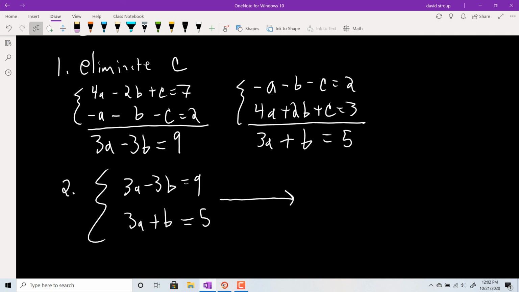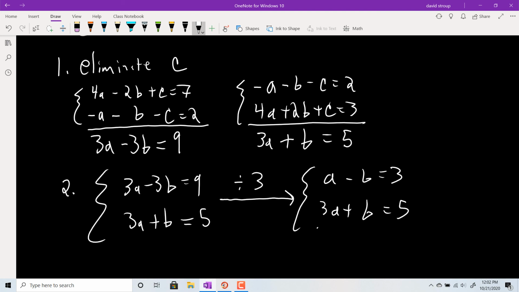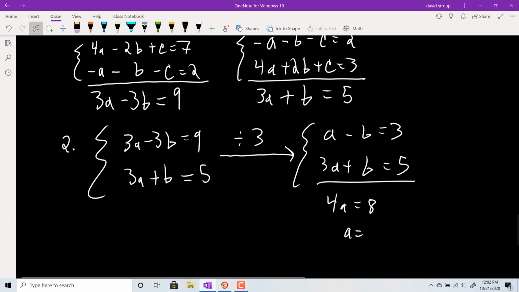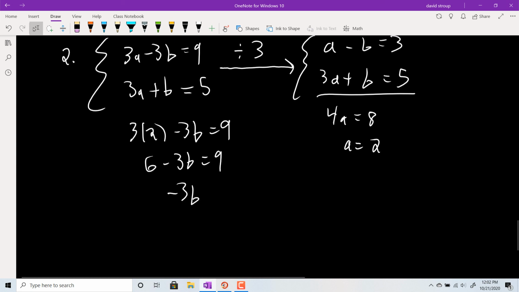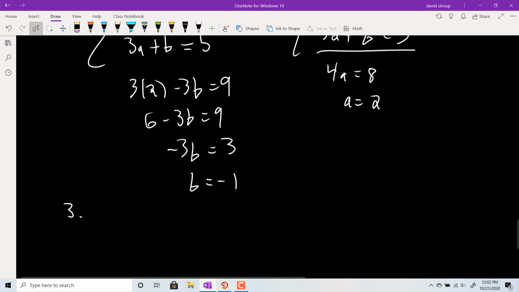I'm going to use the addition method. So you can always divide as well instead of multiplying. So I'm going to divide the first equation by 3. Okay, so I'll have a minus b equals 3, and then 3a plus b equals 5. Okay, so I have 4a equals 8, and I got my first variable. So a is 2. You could back sub now, so 3 times 2 minus 3b equals 9, just taking the first equation I saw. 6 minus 3b is 9, and then negative 3b is 3, and so b is negative 1.